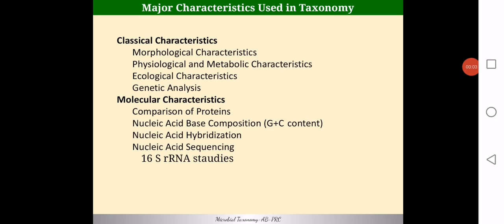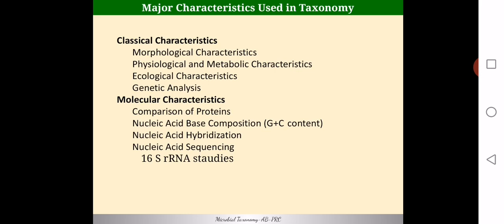Hi, here we are going to discuss the various characteristics used in taxonomy for classification, otherwise known as the criteria used for microbial taxonomy. In broad terms, we can categorize them into two criteria. One is the classical characteristics, the other one is the molecular characteristics.